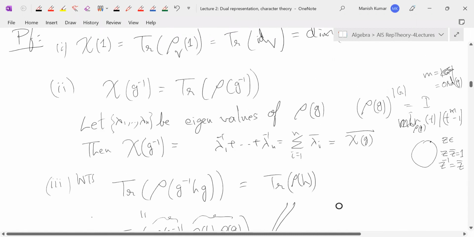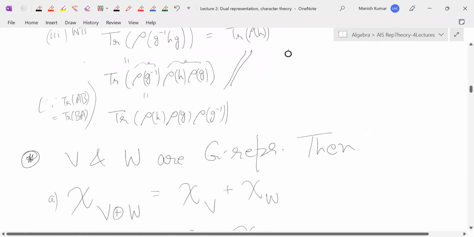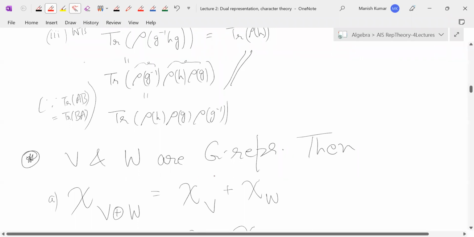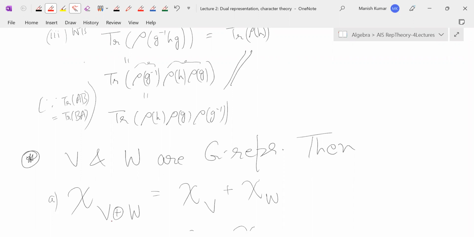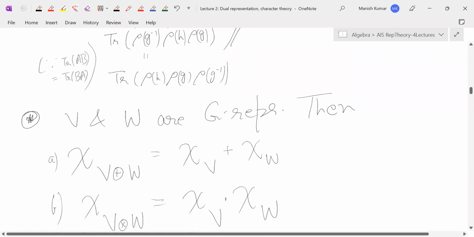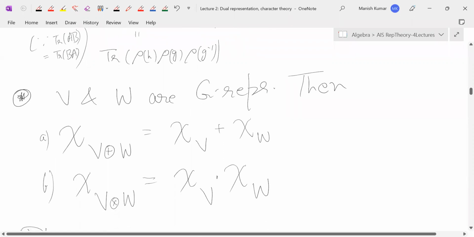So those are some basic properties of the character. Now, if we are given some representation, we could cook up some other representation. Like V and W are two G representations. Then V plus W, as we know, is another G representation. And we can ask what is the character of V plus W. It happens to be the same as the character of V plus the character of W. This is a function from G to C, and this is a function from G to C. You can add them. So this is what you get if you look at the character of V plus W. It just adds. Similarly, if you take the tensor product, the character of V tensor W is the same as the character of V times the character of W.